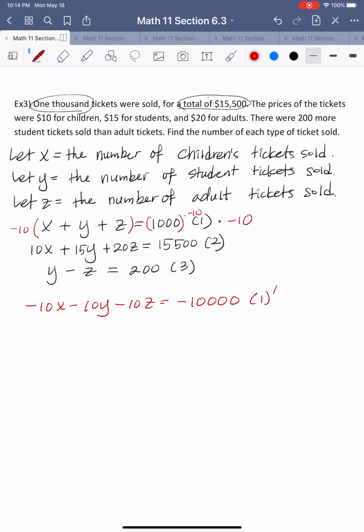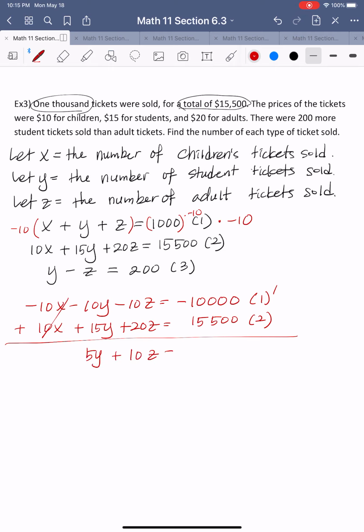And then I'm going to put equation 2 together, which is 10x plus 15y plus 20z equal to 15,500. And then I want to add it up. So x cancels, which gives 5y plus 10z equal to 5,500. So I want to call this equation 4.